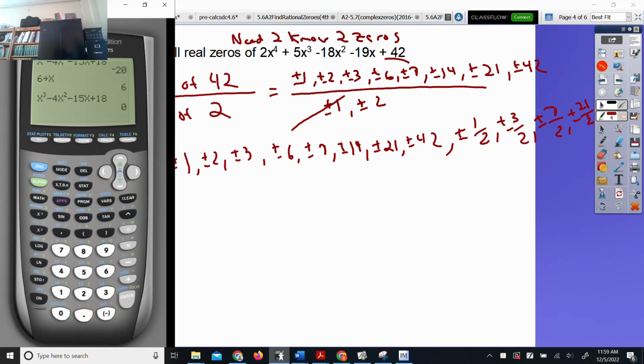So what do you want your first guess to be? 3? 3 store x. You need to learn how to use the storage feature. Of course, you have to type in that polynomial. 2x to the 4th plus 5x to the 3rd. Sorry, I got 120. Need another guess.